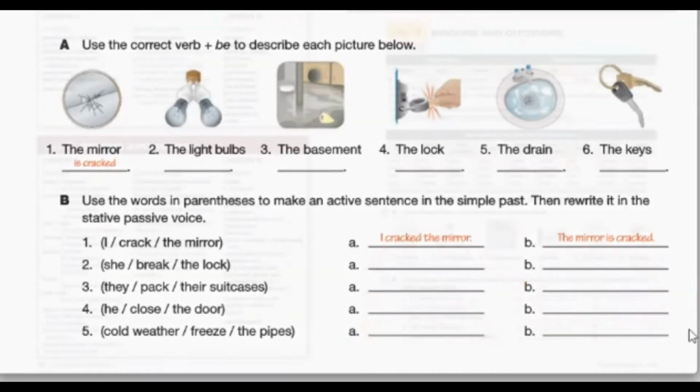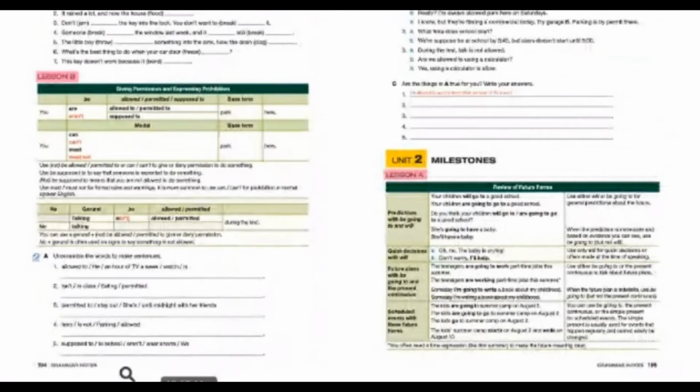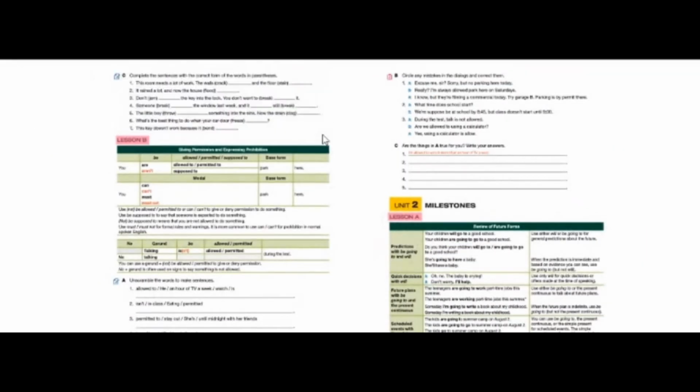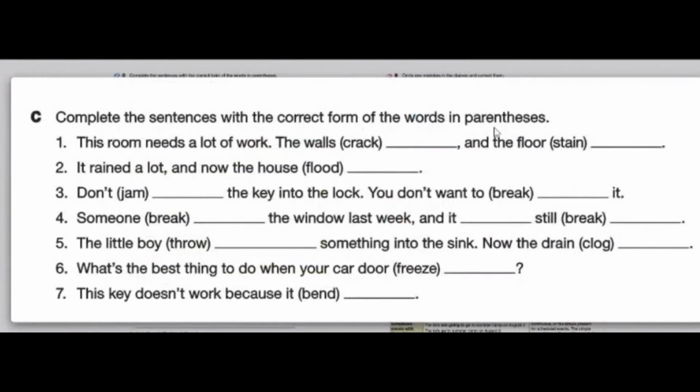Do you have any problem? Okay, please now let's go to page 194. And there is one last activity. You have to complete here with the correct form of the verb in parentheses. You decide if you complete. You have 2 options, okay? The simple past or the verb be, the past participle. You decide.